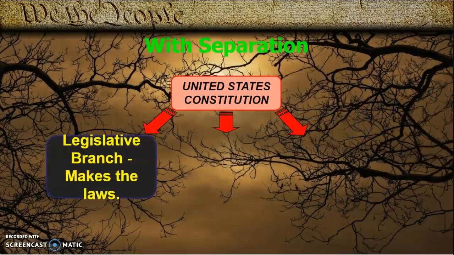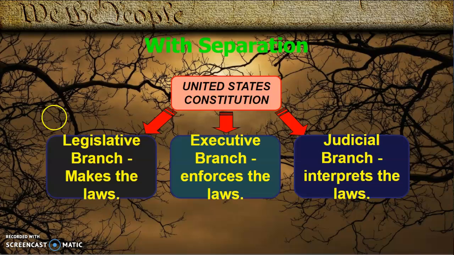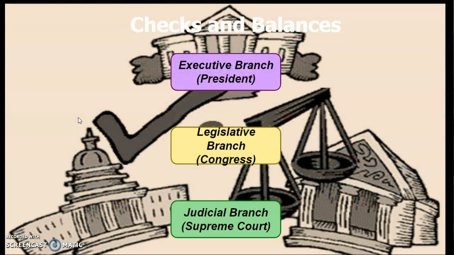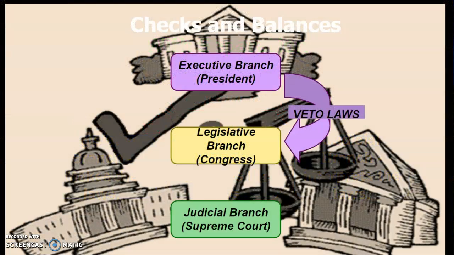Now, we know that we have the three branches, but like I said before, how do we keep one branch from becoming more powerful than the other? Now, checks and balances is a series of powers and checks over each other. The big actions our government takes have to be done by more than one branch. For instance, passing laws. The legislative branch passes laws. Now, the executive branch, which is the president, can either sign it and it becomes a law, or he vetoes it.